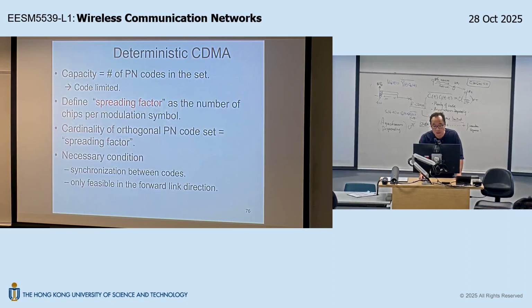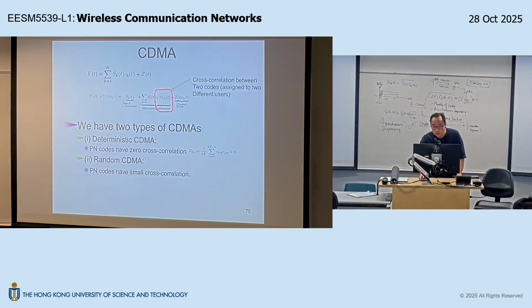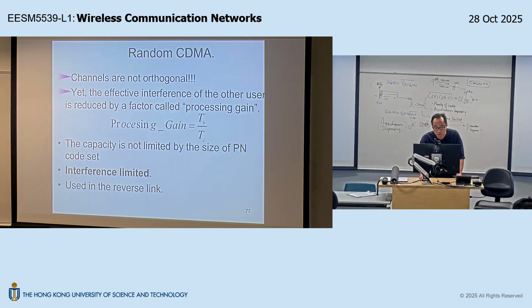But for random CDMA, the cross-correlation term is not 0, but small. So that means what you transmit from the jth user will affect the kth user. That means channel partitioned this way is no longer orthogonal. So for random CDMA, we have non-orthogonal channels. Now these non-orthogonal channels will have some implication to the operators, as I will explain later.